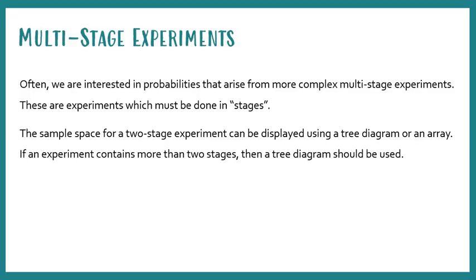When it comes to multi-stage experiments, we do them in what we call stages, right? Let's say we are rolling 2 dice. Well, we might consider that first die to be roll 1 and that second die to be roll 2, even though we're rolling them at the same time. We can show the sample space for a 2-stage experiment using a tree diagram or an array. But for anything beyond 2 stages, I would highly suggest a tree diagram be used instead.